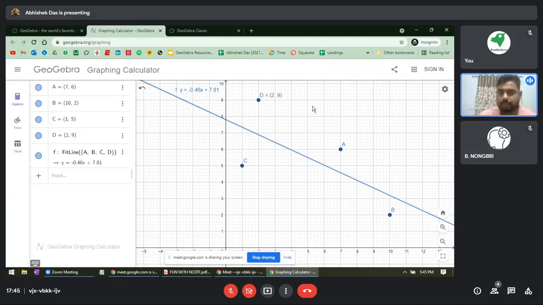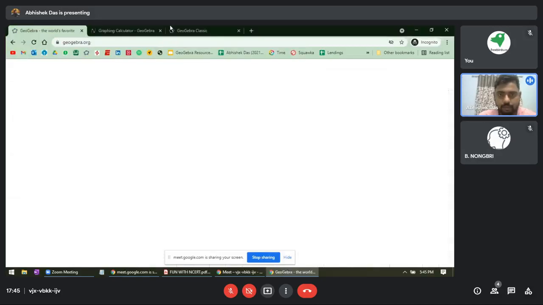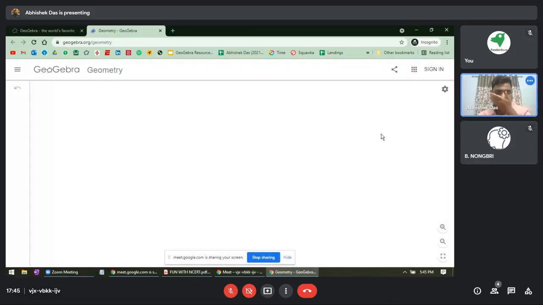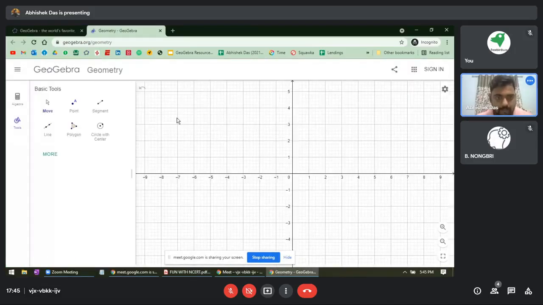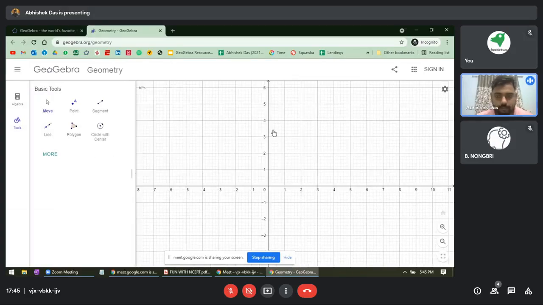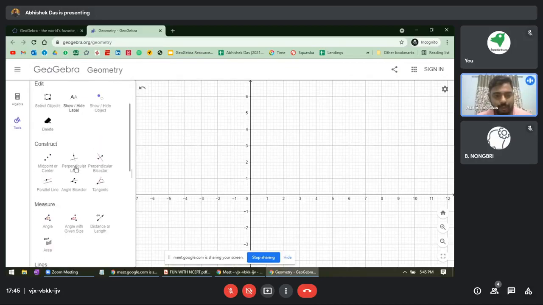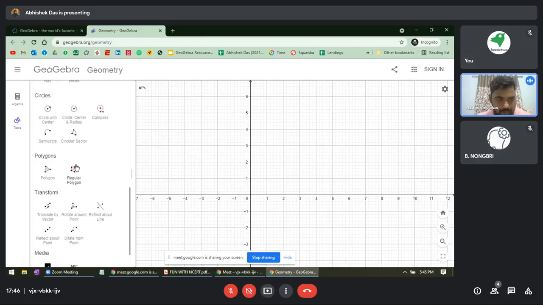Right? Now, I want to show you another app. We are going to work on that app today. It's the geometry app under GeoGebra. Yeah. So here you can see some basic tools are given over here. The points, the segments, the line for 2 points, polygons, and you can see circle with center. And if you click on more, you will get a lot more tools, right?